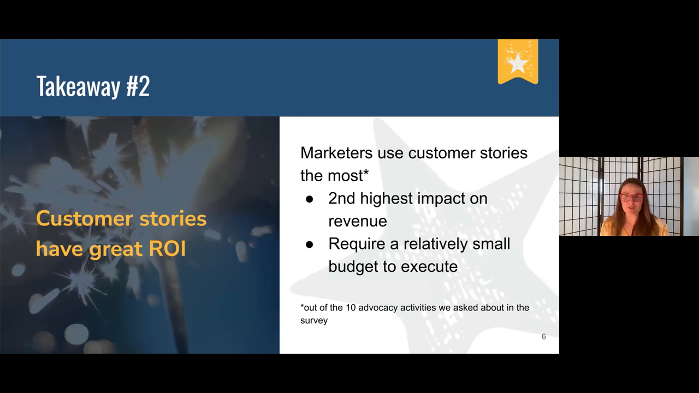So takeaway number 2, customer stories have great ROI. So in the survey, we asked about 10 different customer advocacy activities. And of those 10 customer advocacy activities, marketers use customer stories the most. Customer stories also have the 2nd highest impact on revenue, according to our survey respondents. And customer stories also require a relatively small budget to execute.